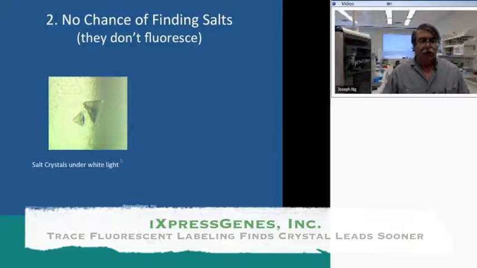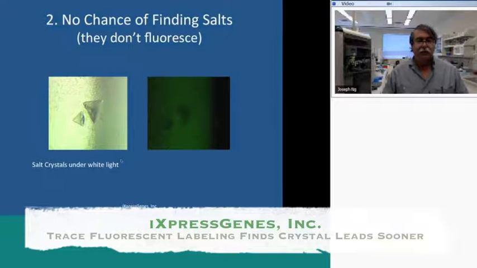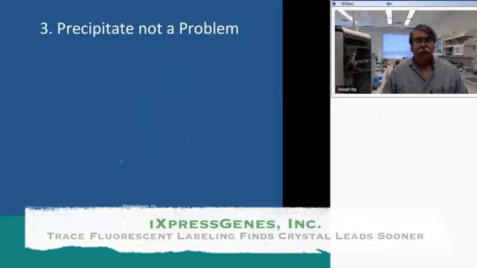So there's no chance of mistaking salts for this. One of the initial reasons for using fluorescence is that the salts themselves will not be fluorescing. So if we get these promising looking results of salt crystals under white light, and we put them under fluorescence, we don't see any fluorescence. In fact, what we see is a shadow or a black hole in there corresponding to the salts. So we know that these are not protein crystals. Precipitate is not a problem with this.